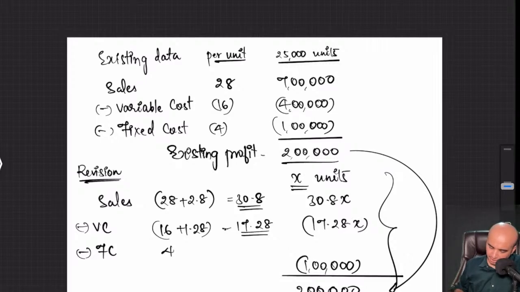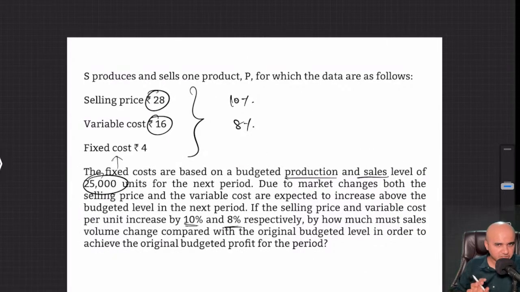So they have given some data. Based on that data, we have to find out the profit first, existing. Then they have also given data for the revision. Revision would be in case of only variable cost and selling price. Selling price increases, variable cost also increases.